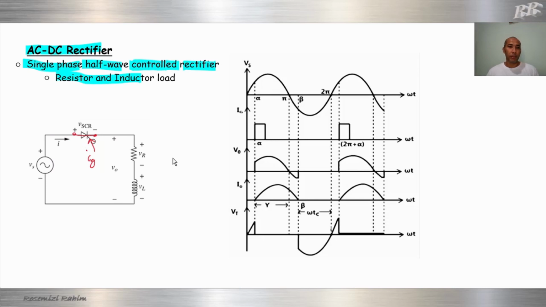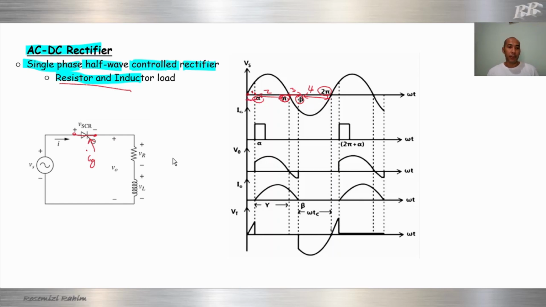Okay, so now to analyze this circuit, we divide it into a few sections. From 0 to alpha, one section. Second section is from alpha to pi. Third section is from pi to beta. And fourth section is from beta to pi. We divide it into 4 sections in order to analyze it.